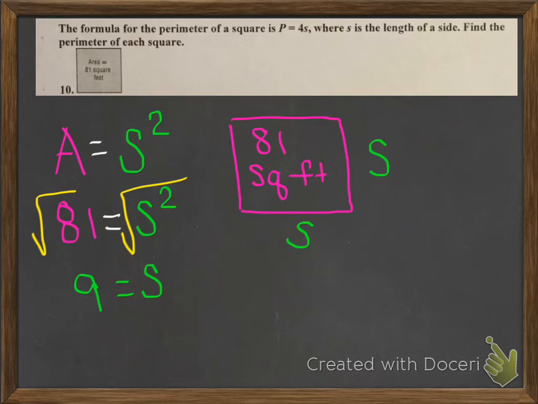This is not the end of this problem. Please be sure that you make a note to yourself when you're working on perimeter problems to put a little star by it, maybe so that you can remember that it's a 2-step process here. So now you're going to find the perimeter.